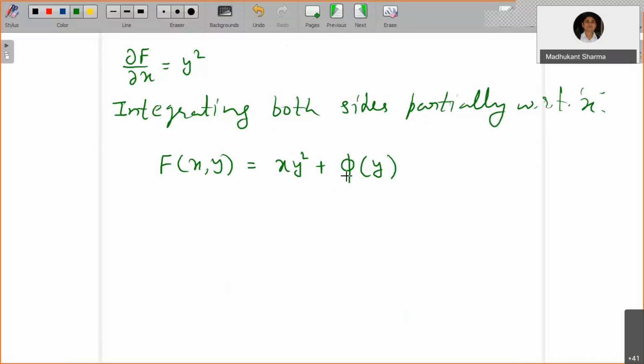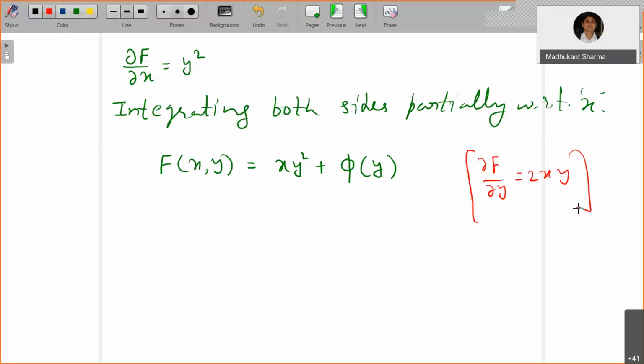Because the partial derivative of this function with respect to x, which is purely a function of y, is 0. Okay, right. So now this is the time I can use the second equation. What is the second equation? The second equation is ∂F/∂y equals 2xy.